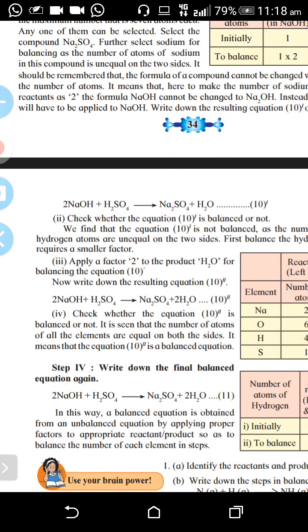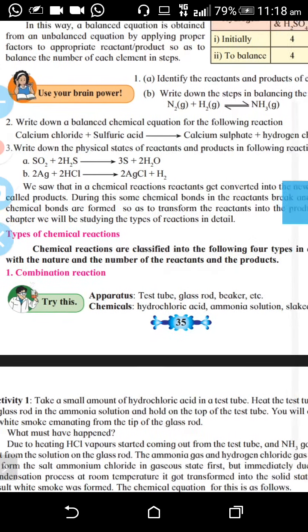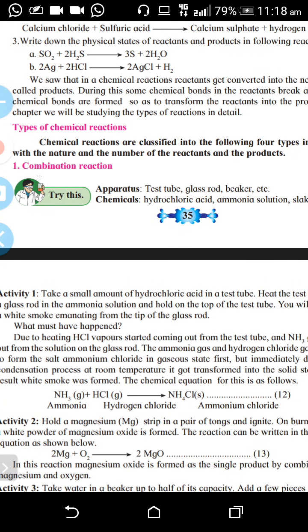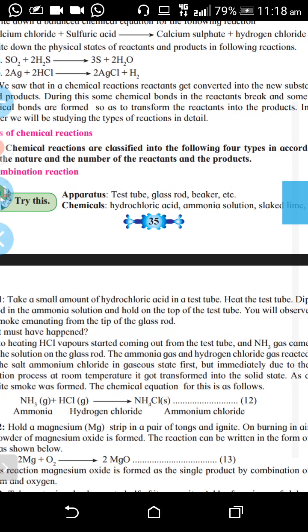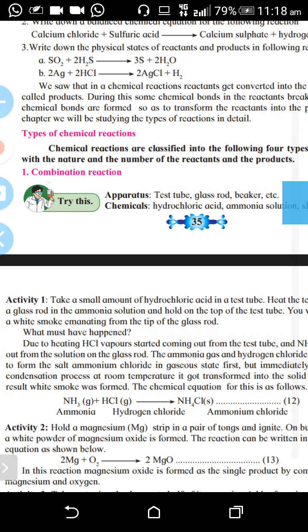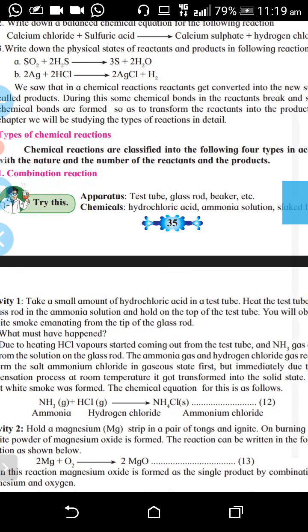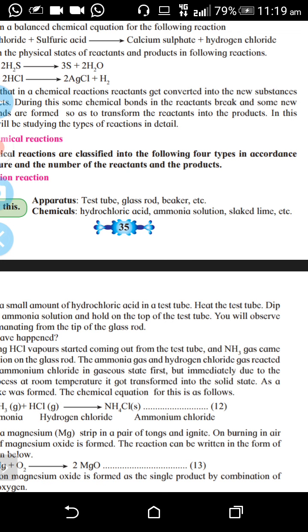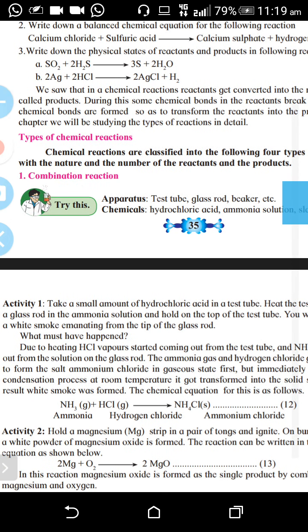Different types of chemical reactions. Now, in the textbook also, they first give the types of reaction and then the balancing of reactions. Here, chemical reactions are classified into the following four types in accordance with the nature and the number of reactants and the products formed.